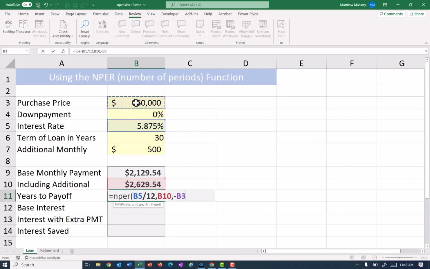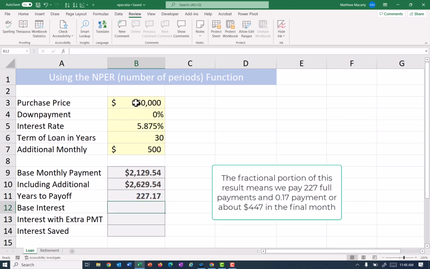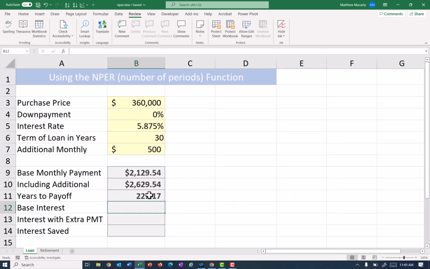The last two arguments are optional: future value, we're going to assume it's zero, so we'll leave that blank. And the type means, well, when does the interest start? We're going to assume the interest starts the day you borrow the money. So we'll leave both those blank, and we come up with 227 periods instead of the 30 years. If we want to convert that to years, I'll just go back in there and divide that by 12. And so we can see we paid off in about 19 years instead of the 30.